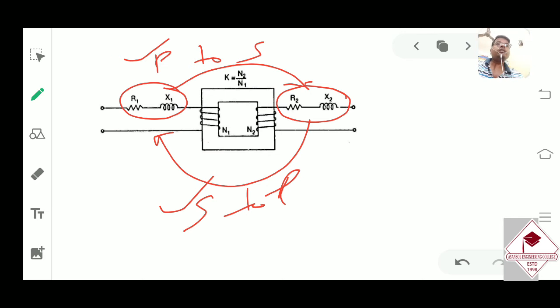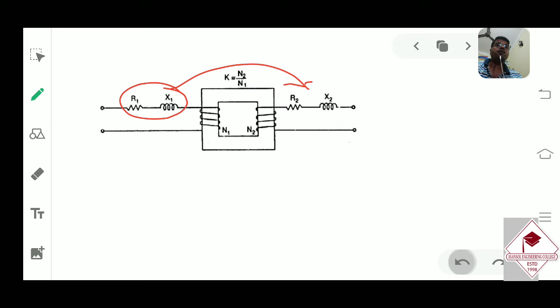This is required just to eliminate the core, because in the equivalent circuit you will not find any core. So just to refer these parameters from one side to another side, we need to learn this concept. Let us start. First we will learn to transfer primary parameters to the secondary. Suppose I want to transfer this R1 from primary to secondary.